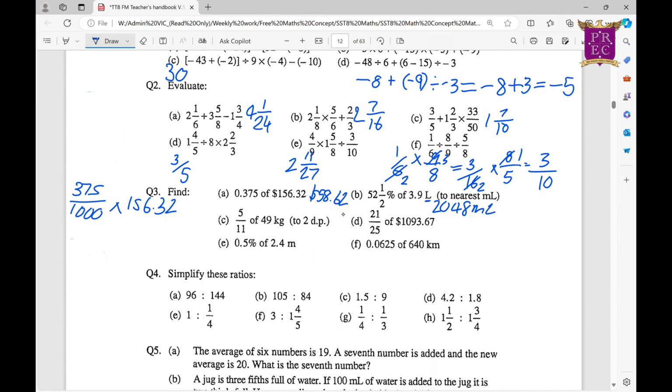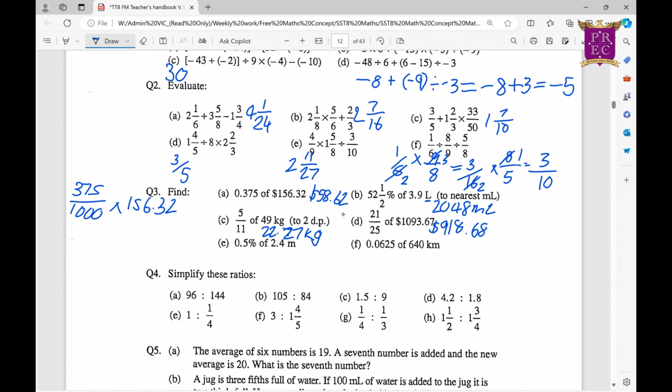This will be 22.727 kilograms, and this will be $918.68.